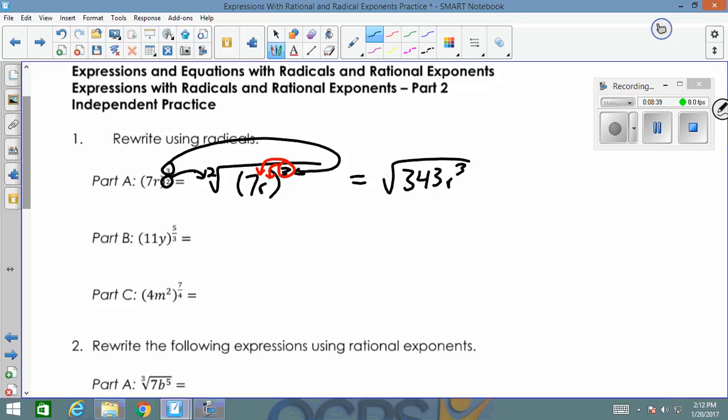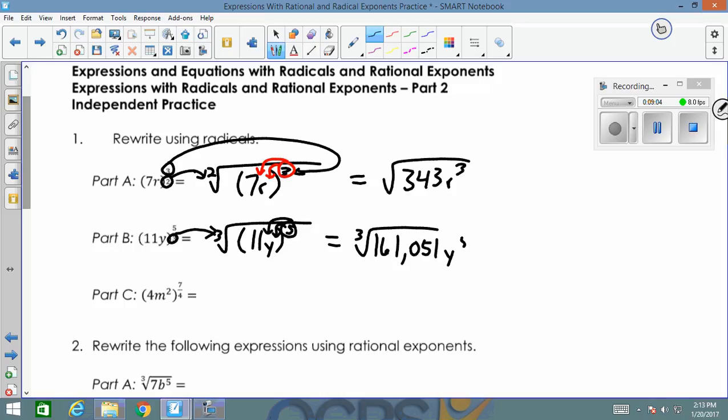So on this one, the 3 here comes as your index, so it's the cube root of 11y to the 5th. Distribute your 5 to both of those, so 11 to the 5th is 161,051 y to the 5th. That's it. Same thing on the next one.